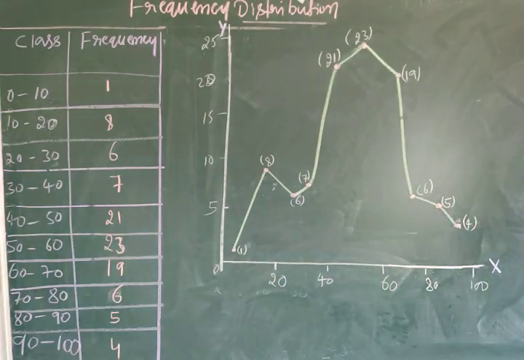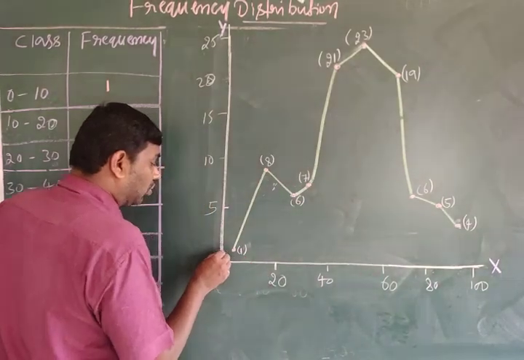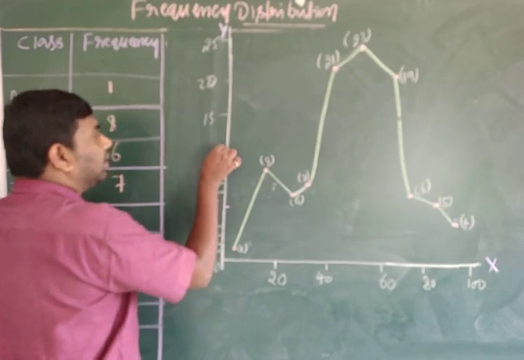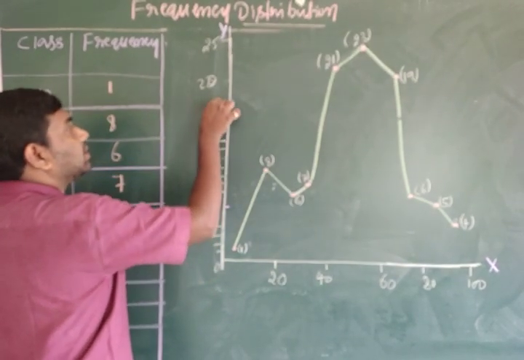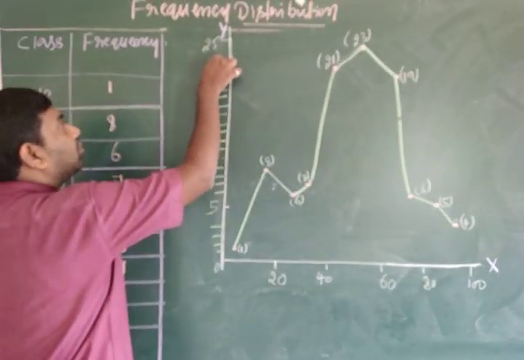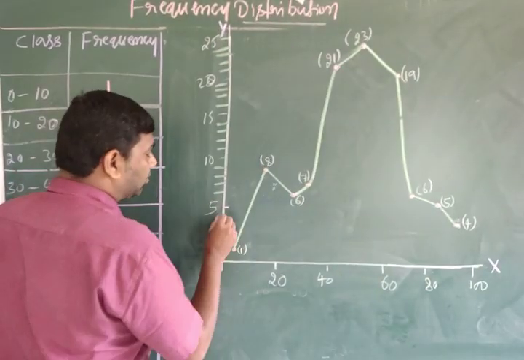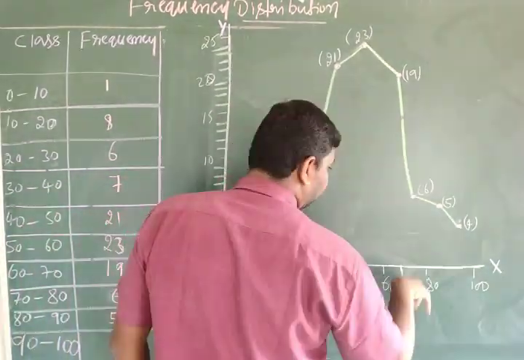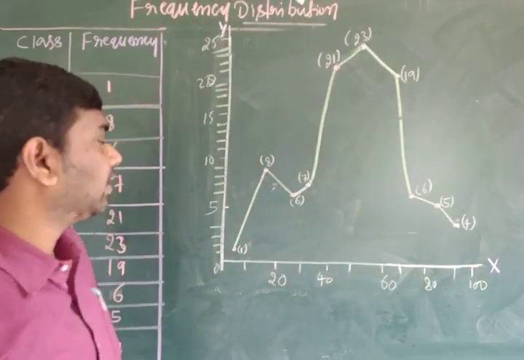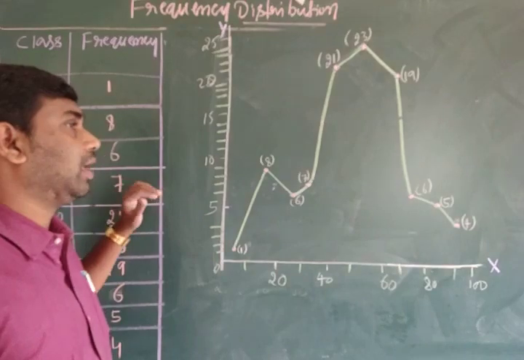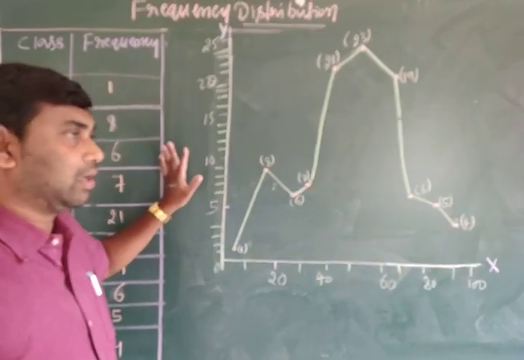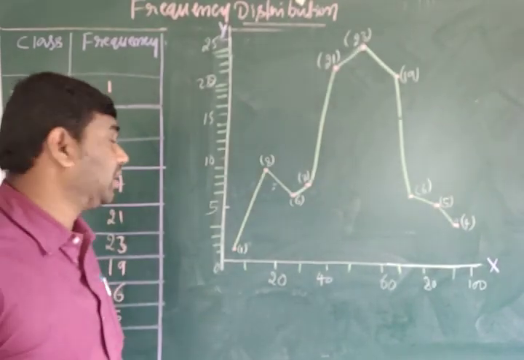In the graph sheet you have to mark like this: 1, 2, 3, 4, 5, 6, 7, 8, 9, 10, 11, 12, 13, 14, 15, 16, 17, 18, 19, 20, 21, 22, 23, 24, 25. Like this you have to mention. Here also 10, 30, 50, 70, 90. You have to draw this on the graph sheet. It will come for 4 marks. If it comes as a practical oriented question, it will come for 5 marks.